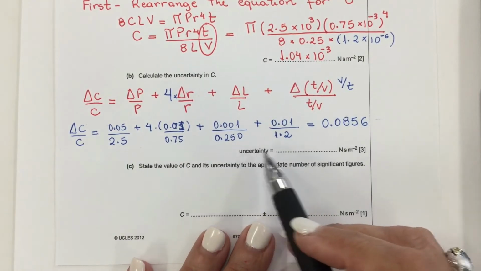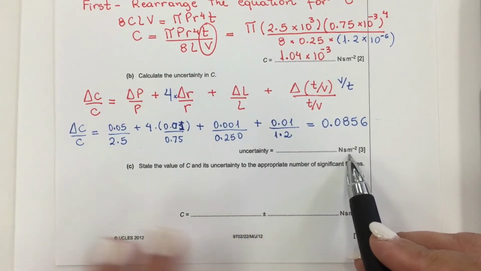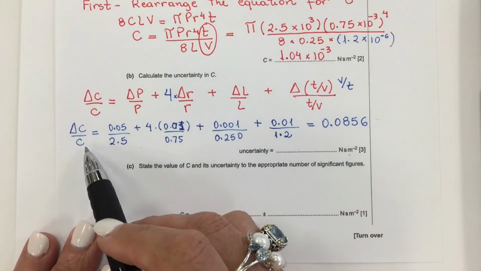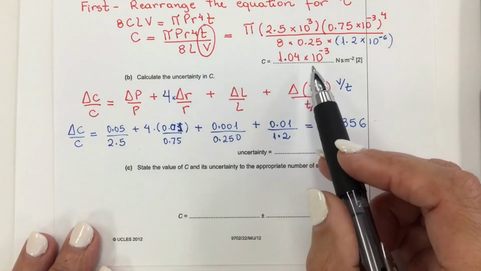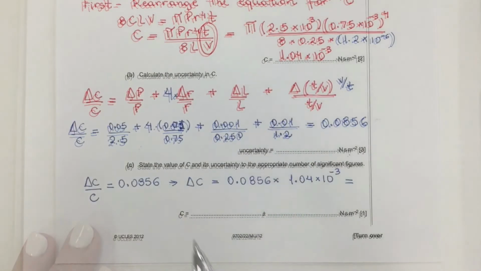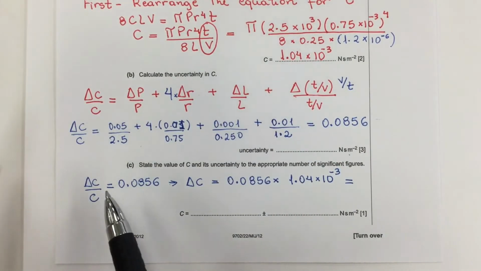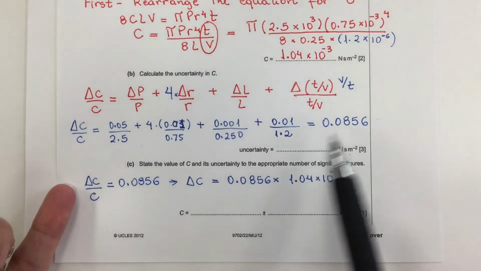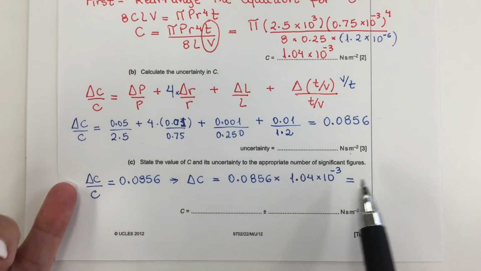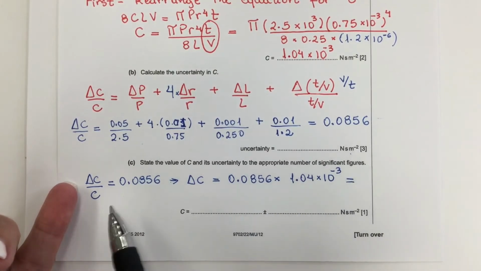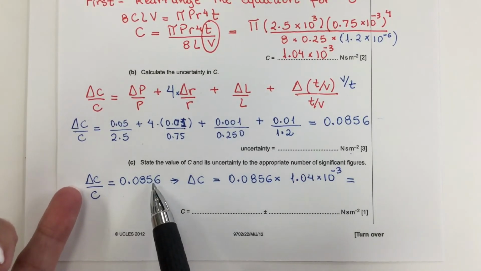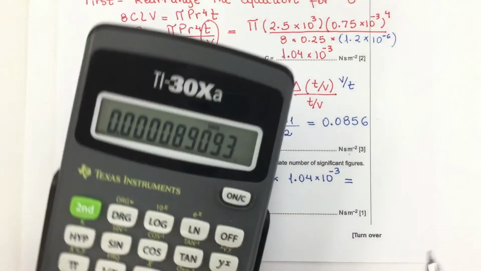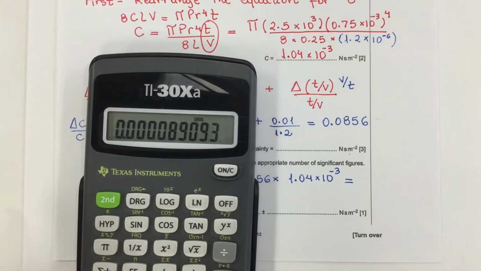So I need to present my uncertainty with units. To incorporate the unit, I need to multiply by the value of C that I calculated previously. Okay, so now that I have the fractional uncertainty for C, I need to add the unit by multiplying it by the value of C, which is this one, and this is what I got.